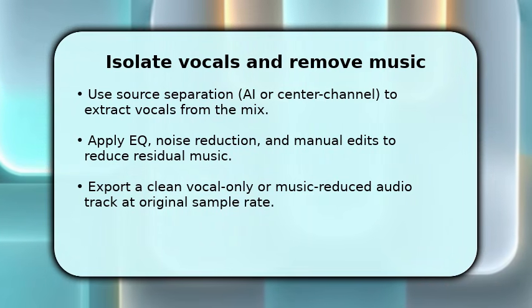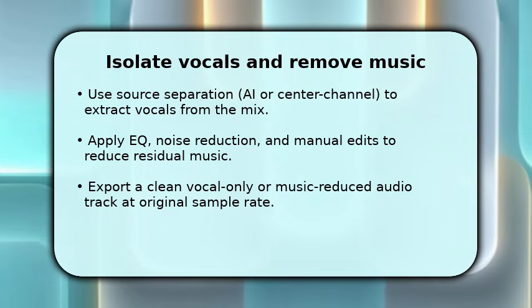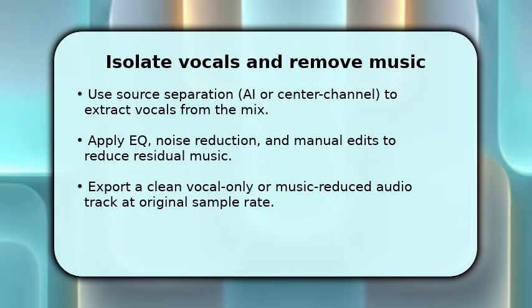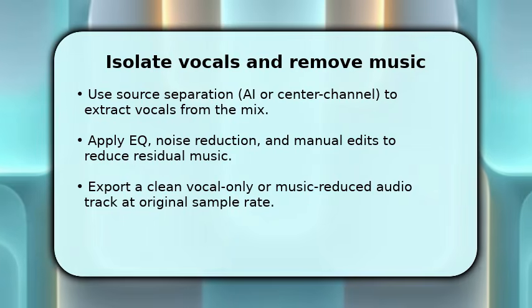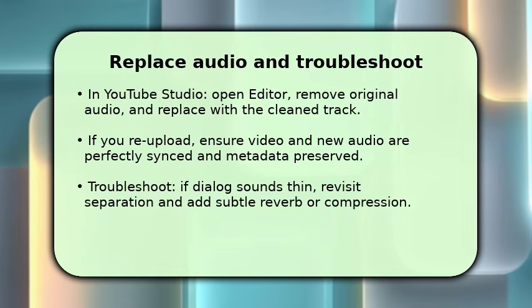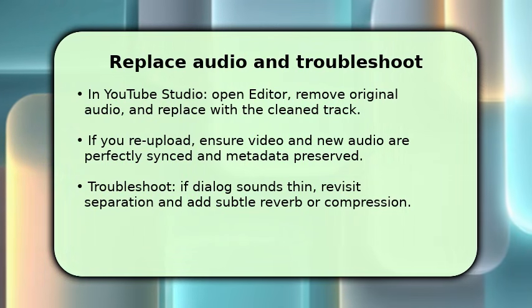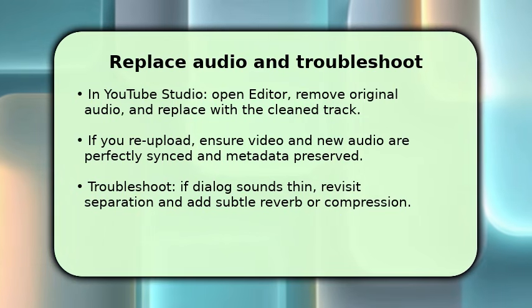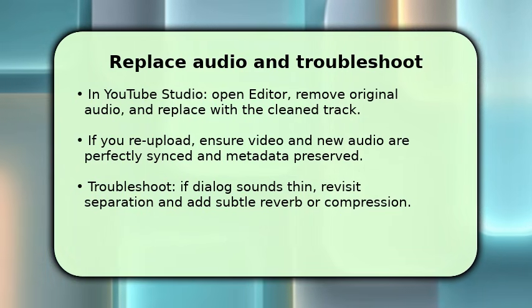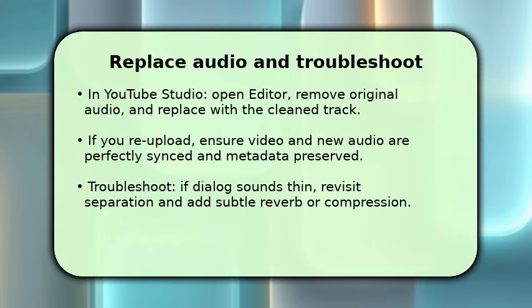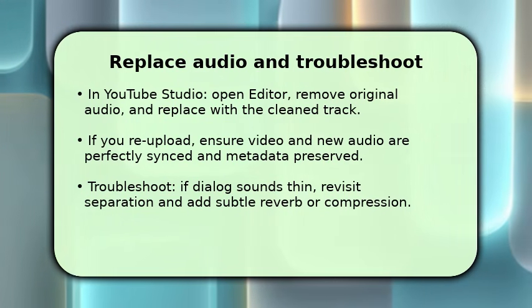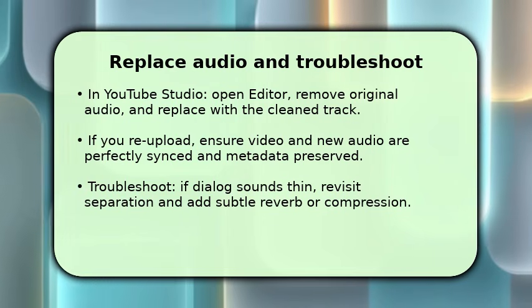When satisfied, export that cleaned audio at the same sample rate and bit depth as the video to avoid sync drift. Finally, replace the audio in the video. Either use YouTube Studio's editor to remove the original track and add your cleaned file, or re-export the video with the new audio and upload it as a new version. Once done, check sync across the whole timeline and publish.